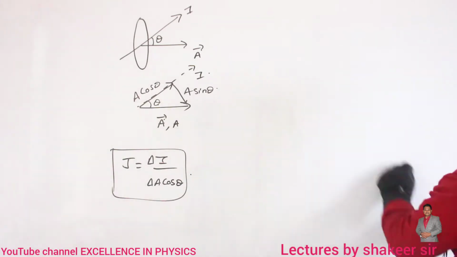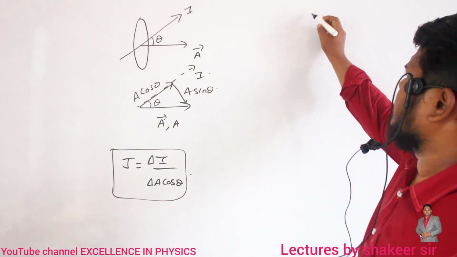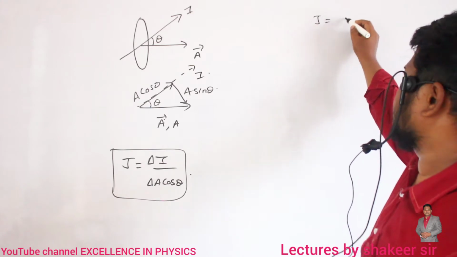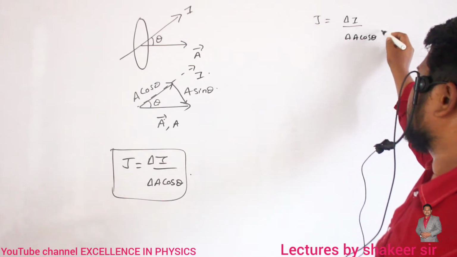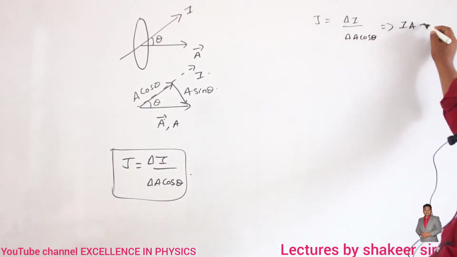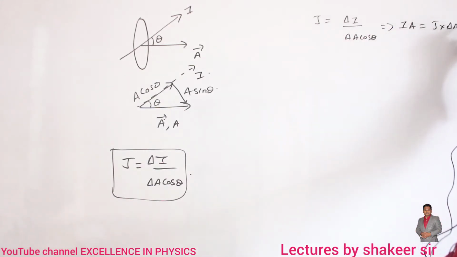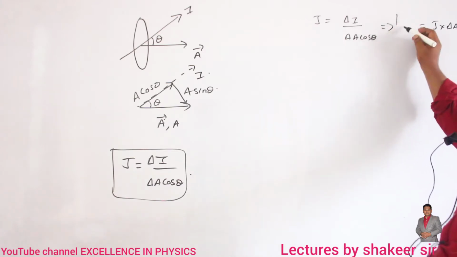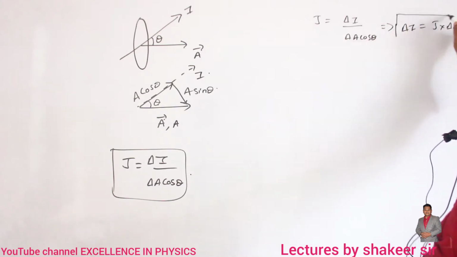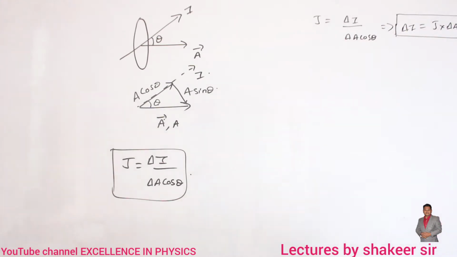The same equation I can write like this also. J is equal to delta I divided by delta A cos theta, which can be written as delta I is equal to J into delta A cos theta. So I can write like this. Clear? So delta I is equal to J into delta A into cos theta.